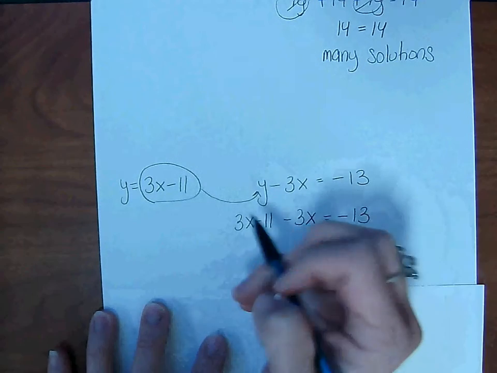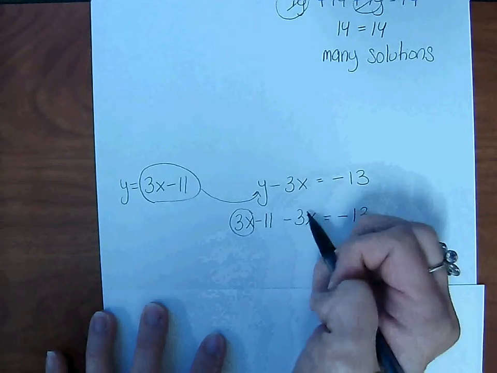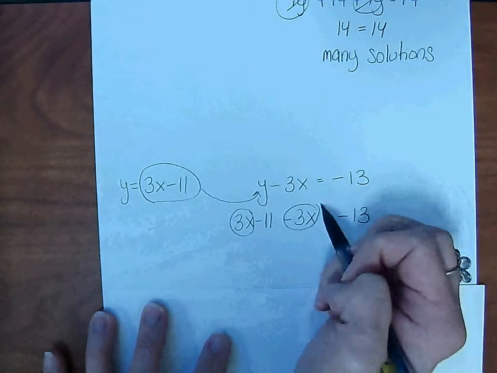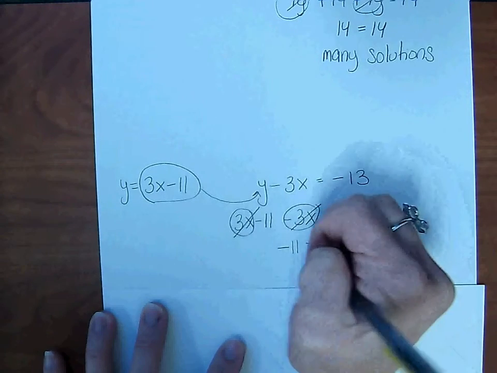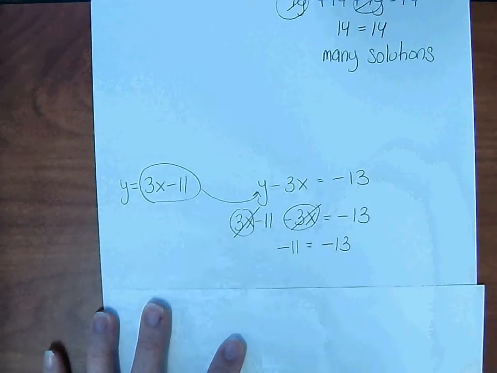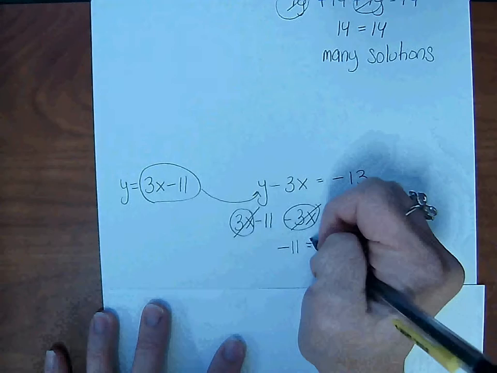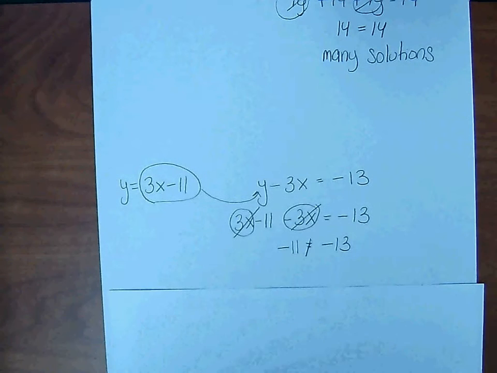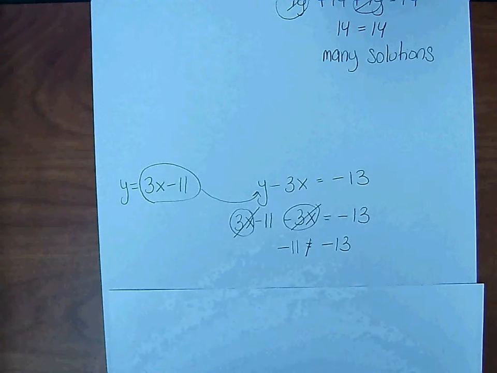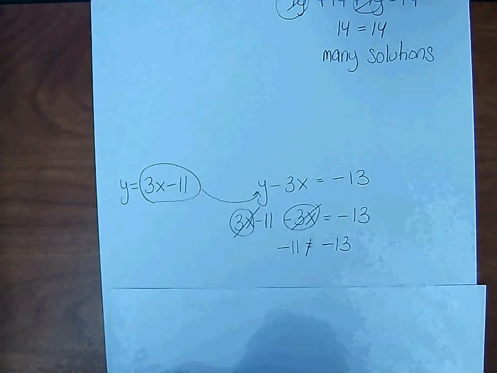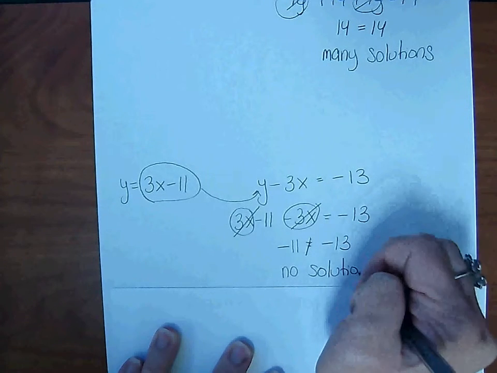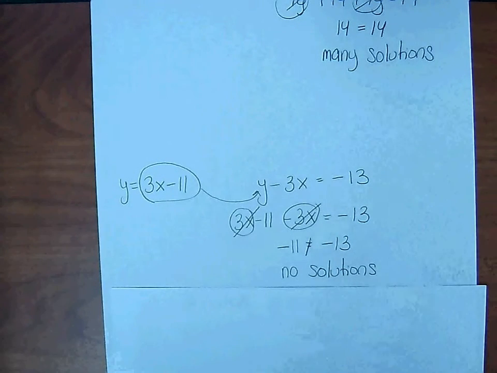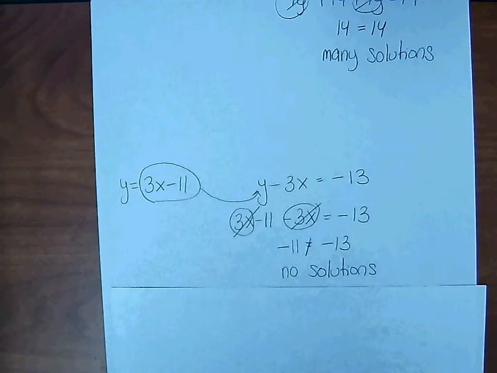Collect like terms. 3x and negative 3x. Again, these cancel each other out, and you're left with negative 11 equals negative 13. This time, this is not a true statement. So that tells us there are no numbers that we can plug in for x and y that would make both equations true. So this has no solutions. So the graph of these two equations would be parallel lines.